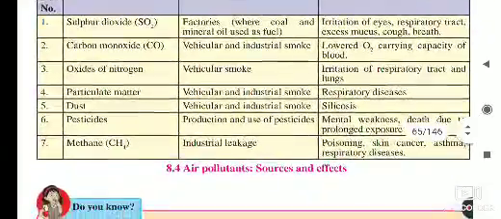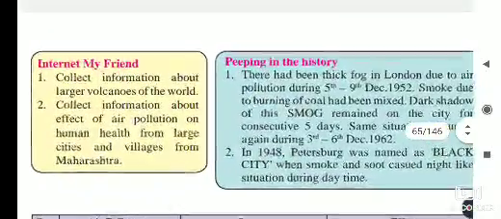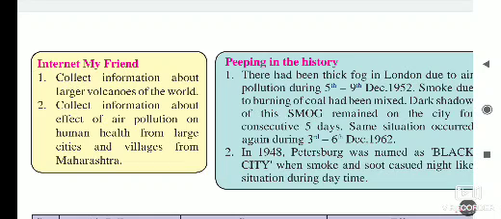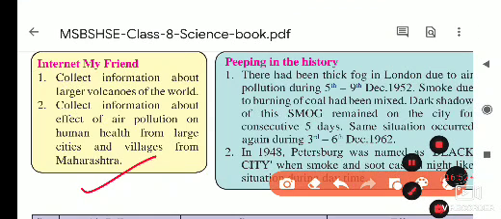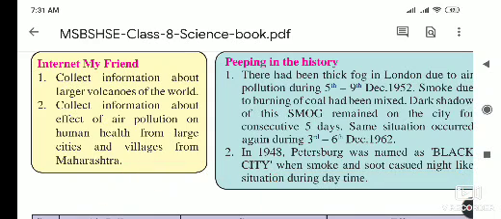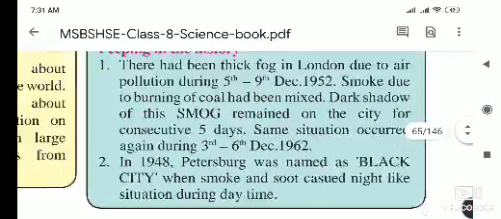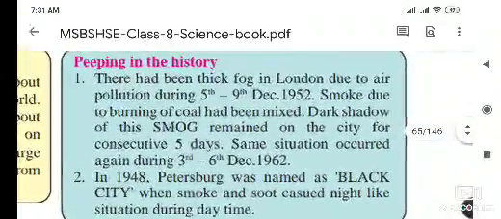Now, the internet is my friend. Inside it we will collect information about the larger volcanoes in the world. You also have to do this activity: collect information about the effects of air pollution on human health. As we know, asthma and some diseases related to the heart or lungs are caused by air pollution. So you have to find out such types of diseases, the effects of air pollution on human health, from a large city.